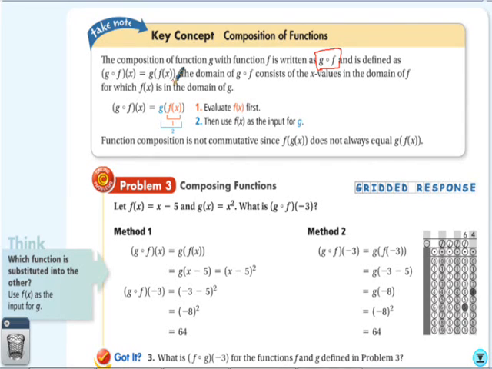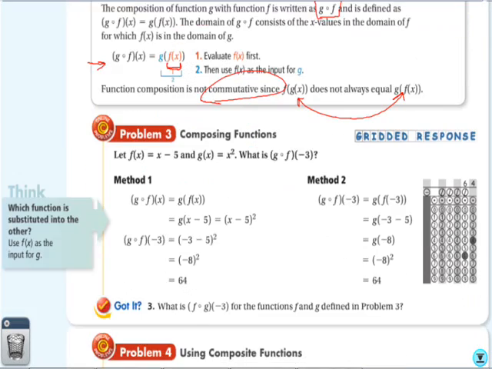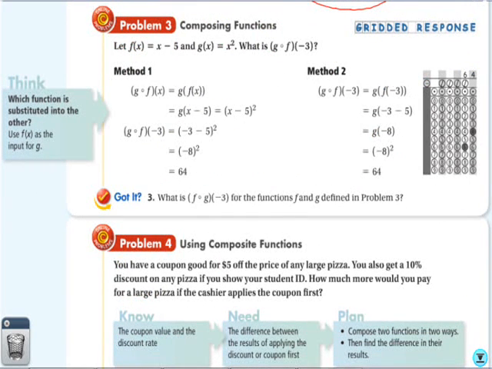Which sounds complicated. It's not. It's really just using the parentheses in order of operations. I think this is much better right here with the colors. We're going to find f of x first. Then, whatever that is, we're going to plug that into g of x and simplify. The composition function is not commutative because these two will not always be the same. Sounds complicated. It's not. Let's take a look at what it looks like.